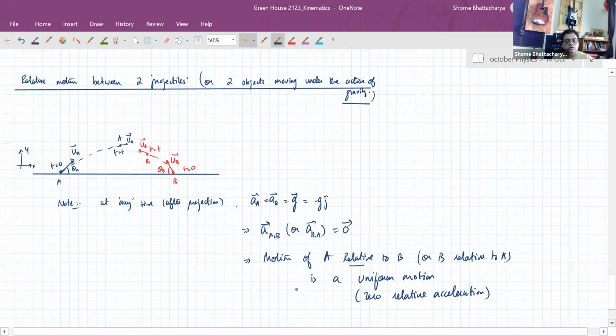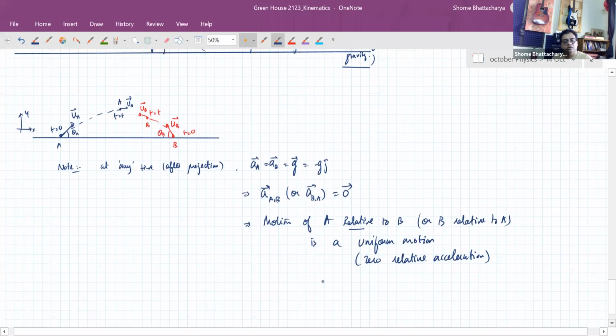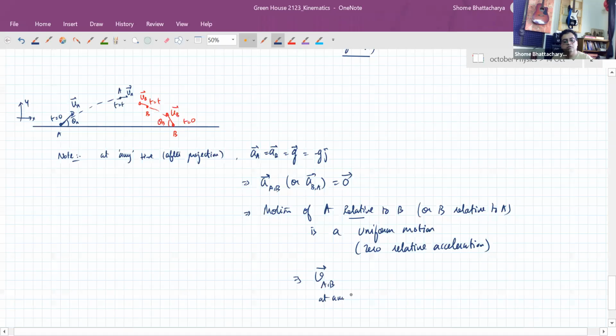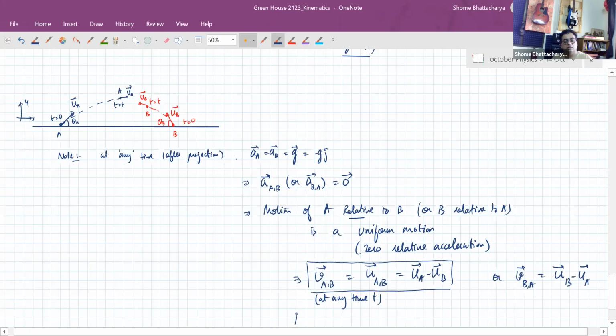So that means the relative velocity of A with respect to B at any time t equals the initial relative velocity, which is equal to UA minus UB, or vice versa. The velocity of B with respect to A at any time is equal to the initial velocity of B minus the initial velocity of A. So this tells us that A's motion with respect to B is with a uniform velocity, which is this thing.